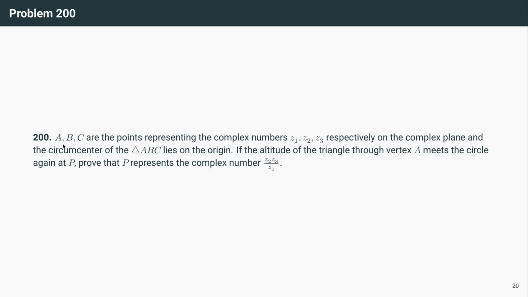Problem 200 says that A, B, C are the points representing the complex numbers z1, z2, z3 respectively on the complex plane, and the circumcenter of the triangle ABC lies on the origin. If the altitude of the triangle through vertex A meets the circle again at P, prove that P represents the complex number z2 z3 by z1.